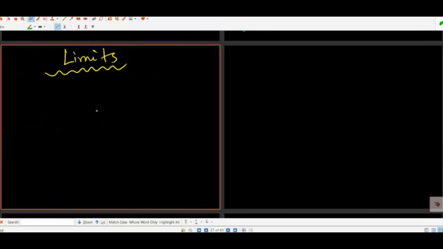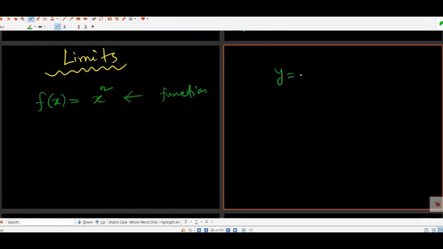So let's say we have f of x equals x squared. We have already learned that this is a function, because just before discussing this point, we checked whether y equal to x squared is a function or not. We have seen that y equal to x squared is a function. So now we can write y as f of x, so f of x equals x squared. That's why f of x is a function.